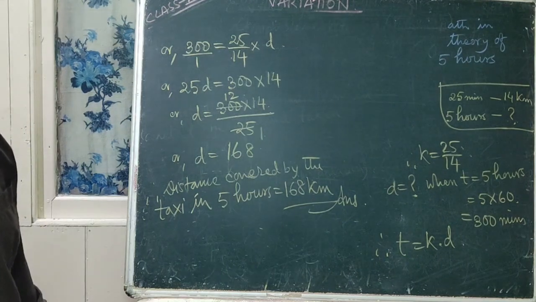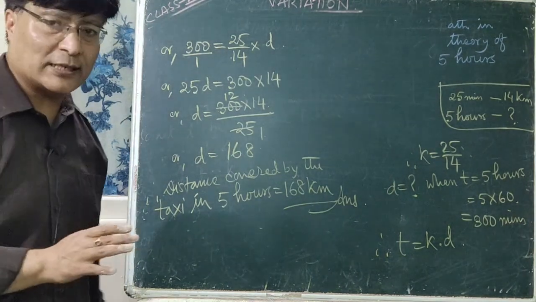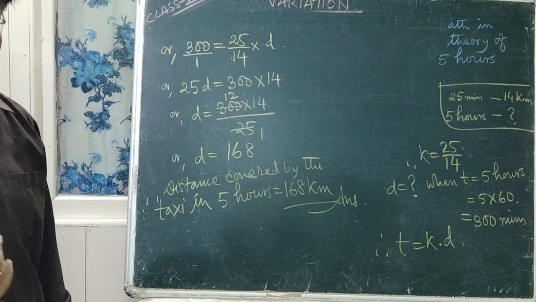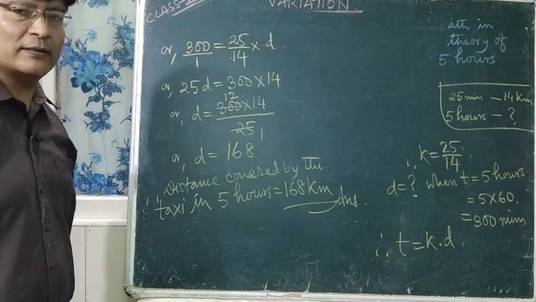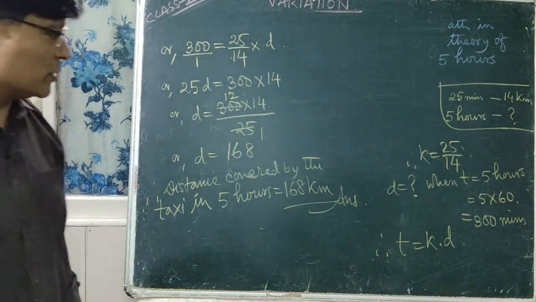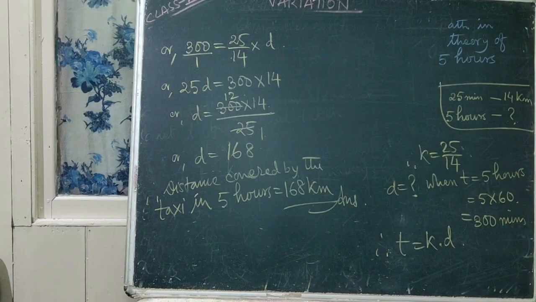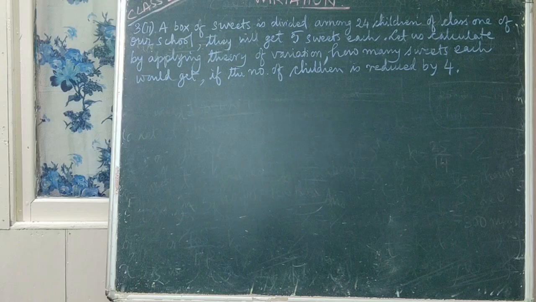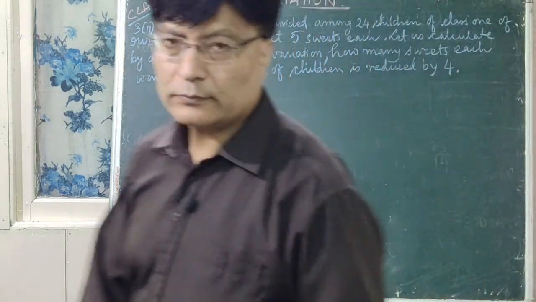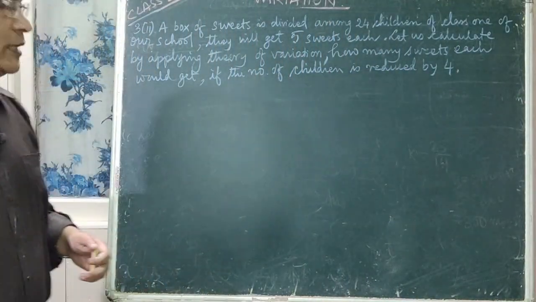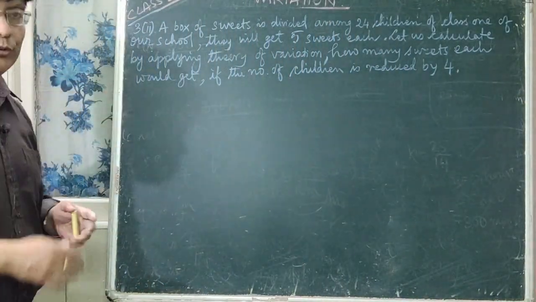So I think I've understood it. If you can't understand it, you can repeat the video again and again. Okay. So I think you can understand it. So we'll do the next question now. So now we'll do the next question, that is 3 number 2.